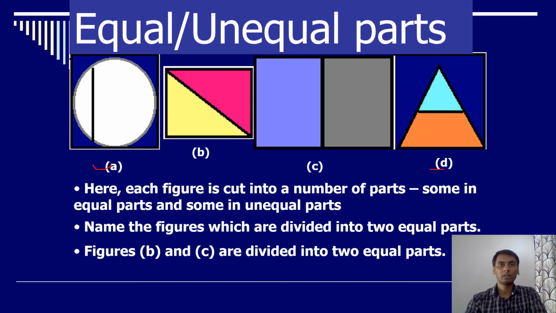That means there can be two parts or three parts and four parts, but you have to find the equal parts, that means the same parts.